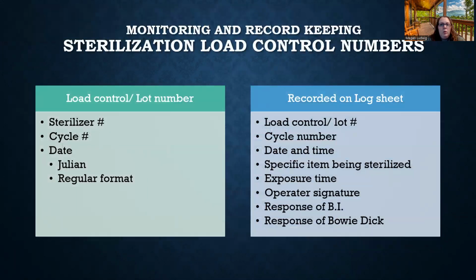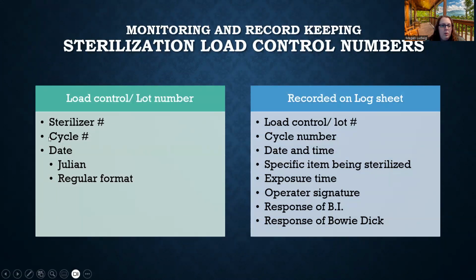When you are keeping record of the sterilization loads, you are going to have to keep track of the load, control, and lot number, which includes these items. So even if you only have one sterilizer, you would just put sterilizer number 1, just so it's in the record. But you're more than likely going to have more than one sterilizer, and they should be labeled appropriately.